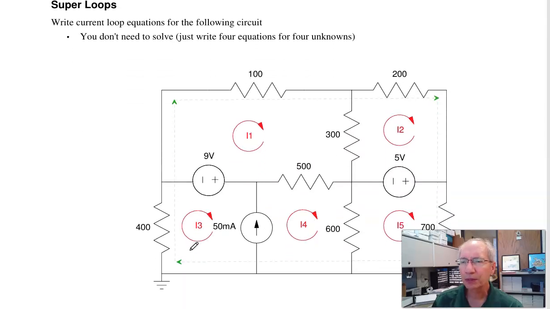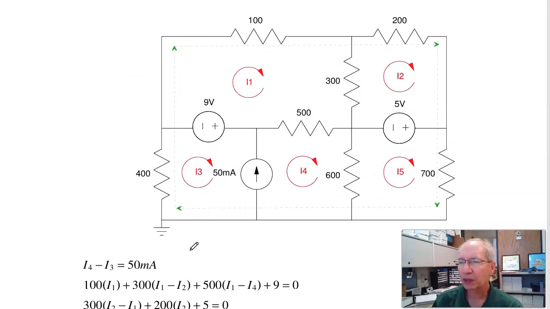Finally, super loops. If I have this circuit, write the loop equations. The current source is easy. That just says that I4 minus I3 is 50 milliamps. I can do the loop around I1. That gives you 100 I1 plus 300 times I1 minus I2, plus 500 I1 plus 9 equals 0.